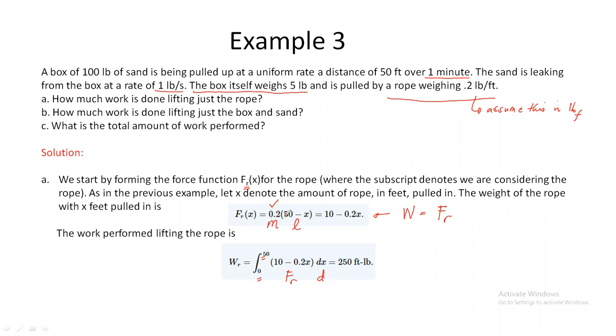So, weight per unit foot or length multiplied by the length that is remaining. So, this is the weight of the rope that is hanging, attached to the box. The weight, the force multiplied by the displacement integrated from 0 to 50, is the work done in pulling just the rope. We'll assume that you follow because there aren't any questions. So we'll go to letter B.